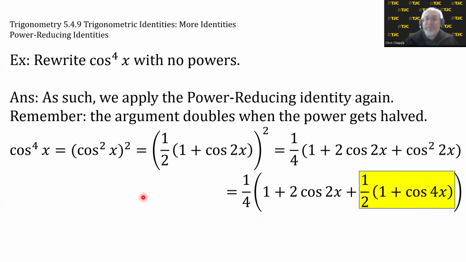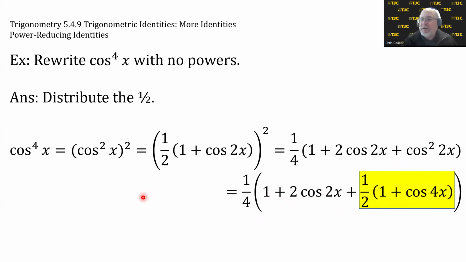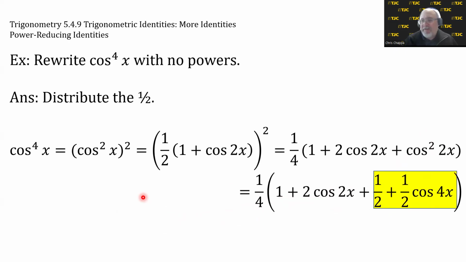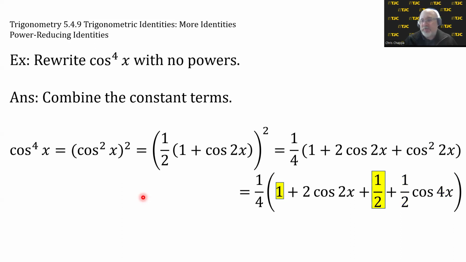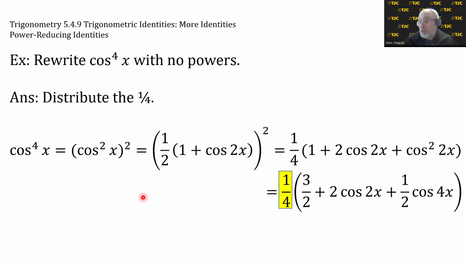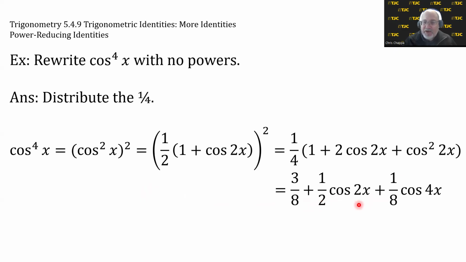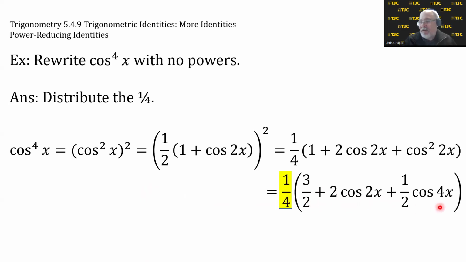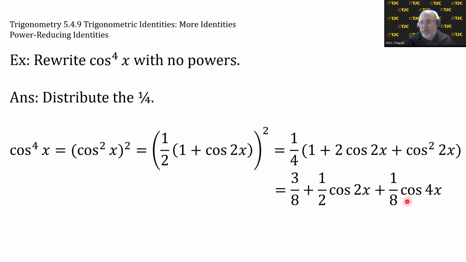Now let's clean it up. Let's distribute the 1/2, giving us 1/2 plus 1/2 cosine of 4x. And now we have constant terms of 1 and positive 1/2 to combine. 1 plus 1/2 is 3/2. And while we're at it, we might as well just distribute the 1/4, giving us the final result of 3/8 from 1/4 times 3/2, plus 1/4 of 2 cosine 2x, which is 1/2 cosine 2x, plus 1/4 times 1/2 cosine 4x, which is 1/8 cosine 4x.